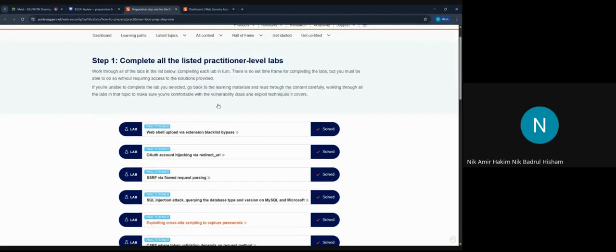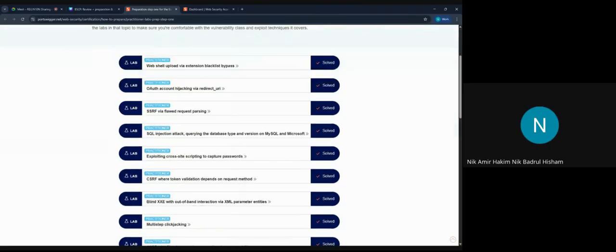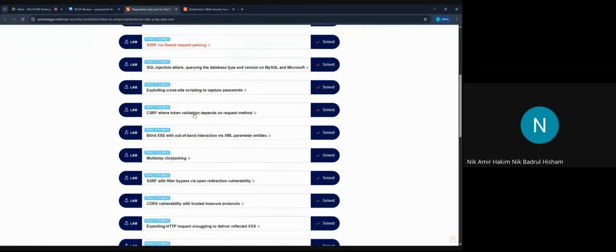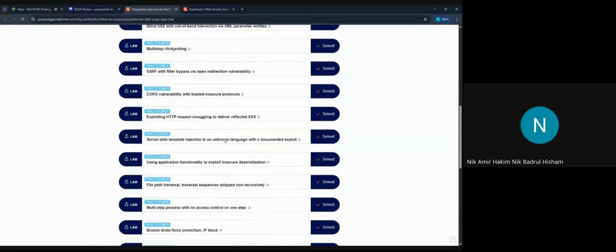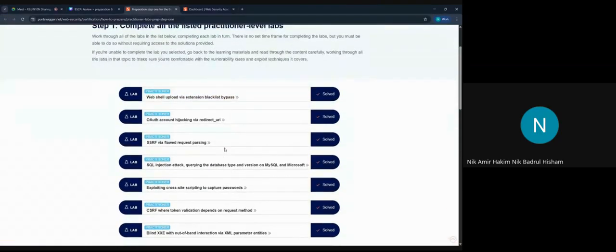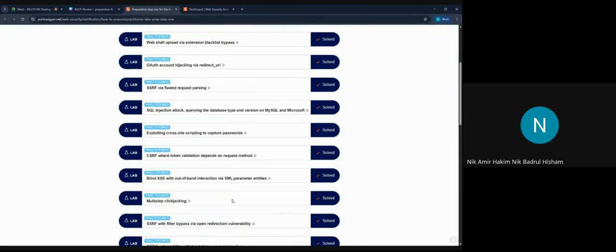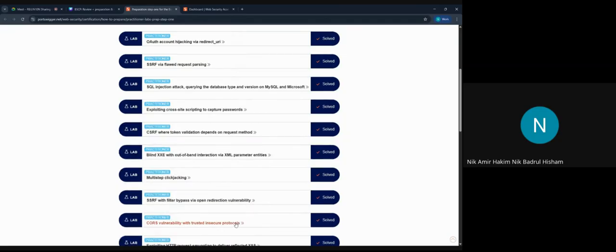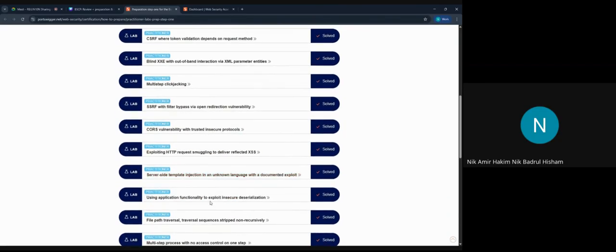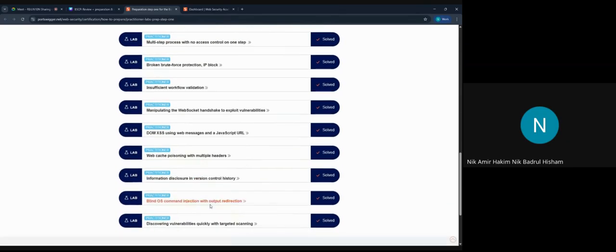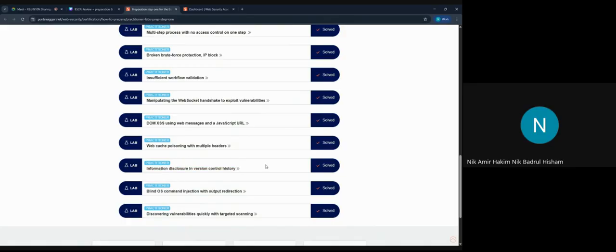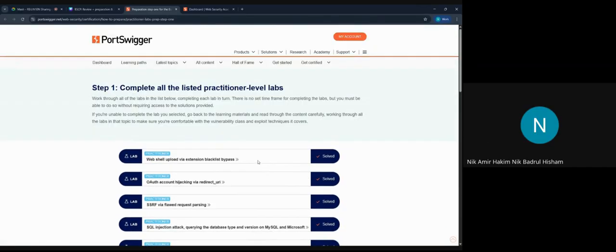As you can see, when you solve partially, this is the only lab that you need to solve. They have around 25, or I forgot what the number is. 1, 2, 3, 4, 5, 6, 7, 8. There are 24 labs. So this is the partial lab that you need to solve.